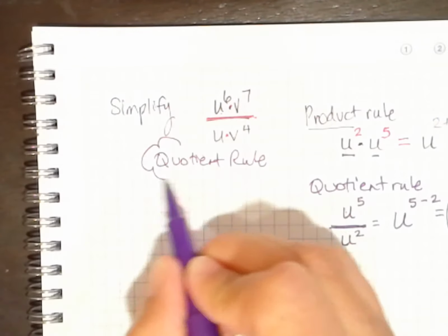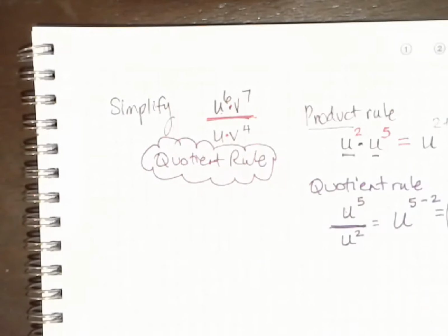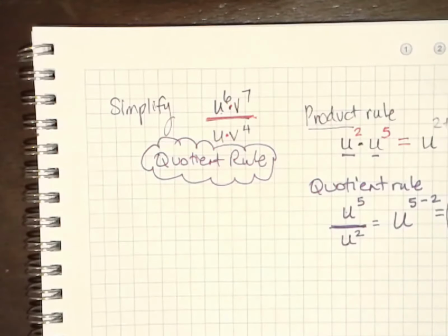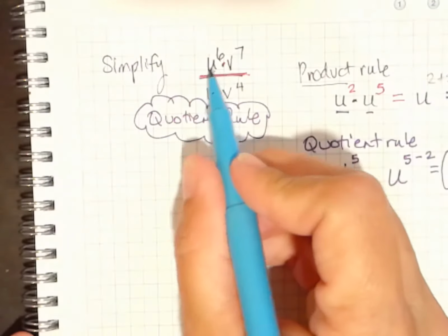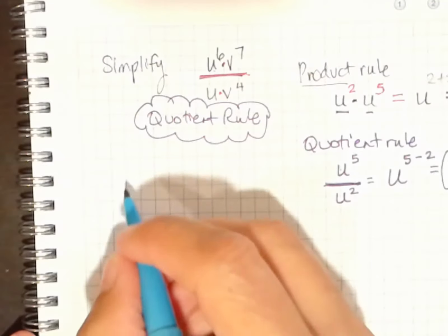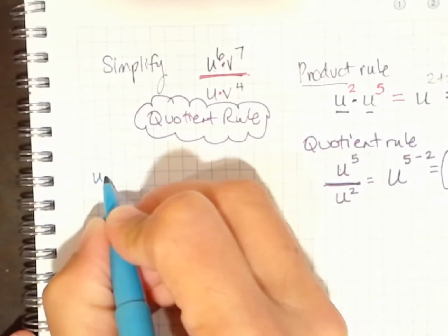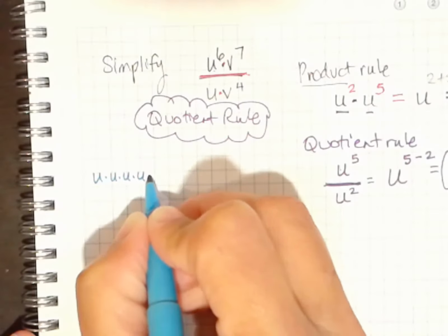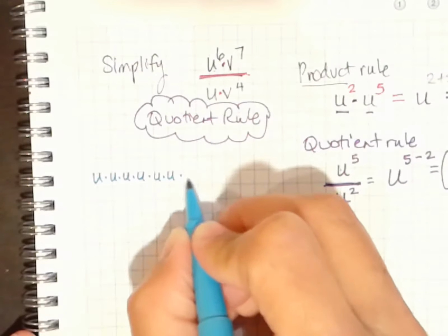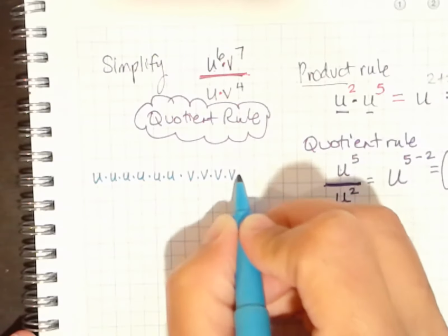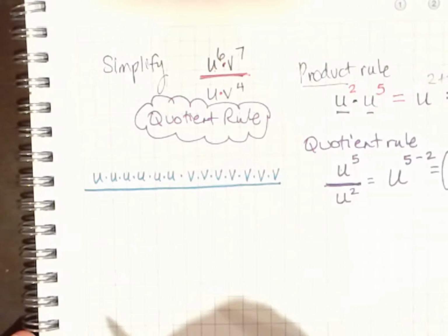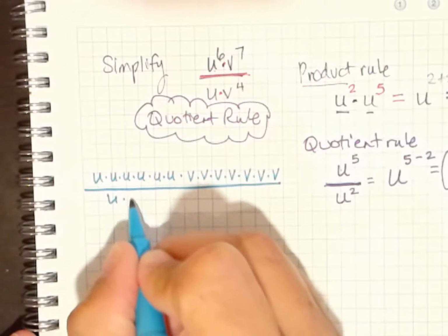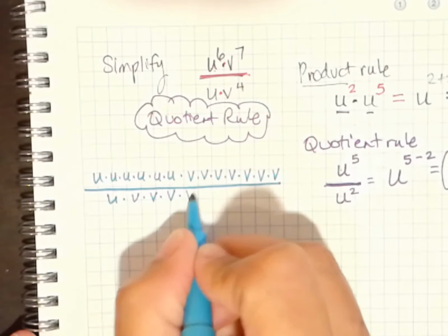Before I use the quotient rule right here, I want to write it out because I want you to see that if you get to a point where you're not sure what to do, you can write it out and try to figure it out. So I'm going to take the numerator, u to the 6th times v to the 7th, and write them out. So this means u times u times u times u times u times u, that's 6 u's, times v times v times v times v times v times v times v, that's 7 v's, divided by u times v times v times v times v.